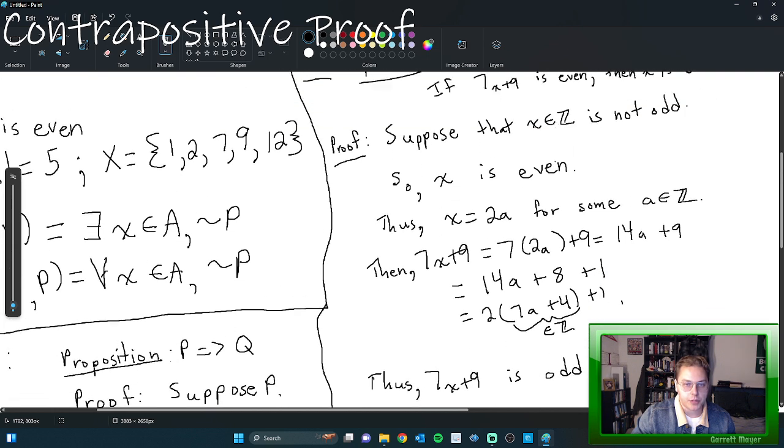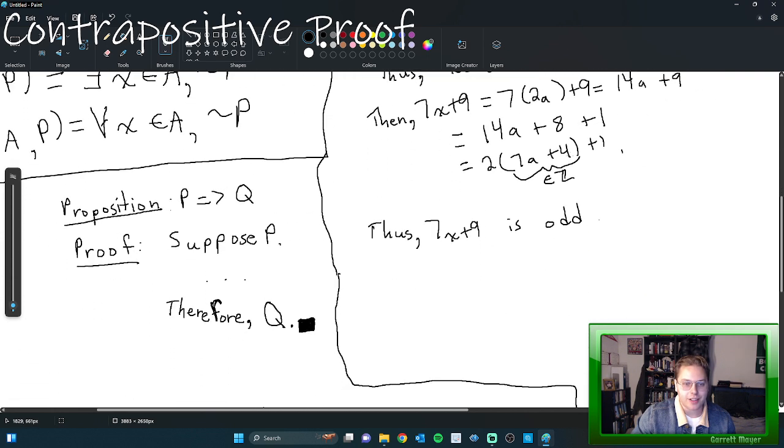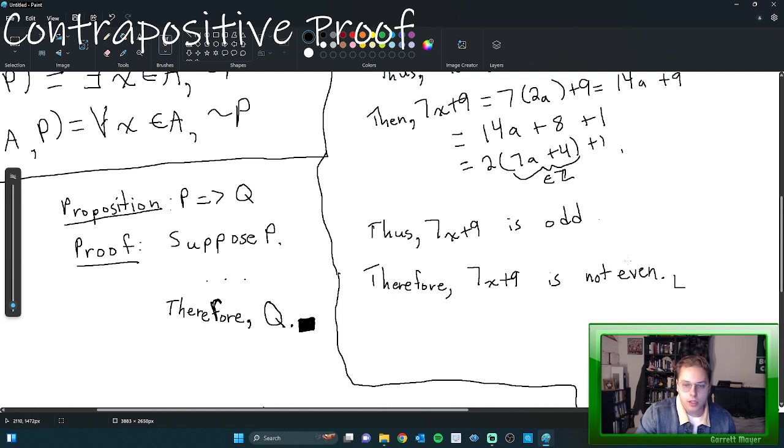Which is the opposite of what we were trying to show. 7x plus 9 is even. So this means that 7x plus 9 is not even. And this is the end of the contrapositive proof.